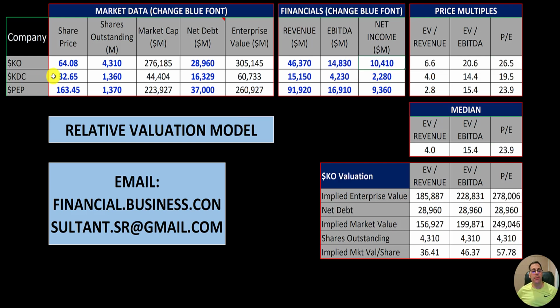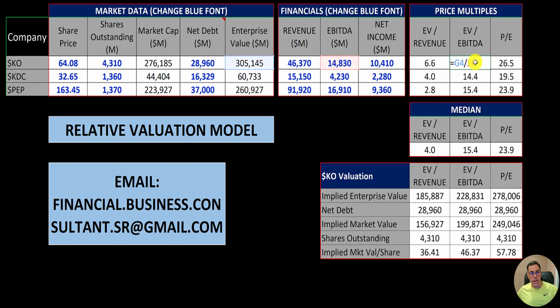And do the same thing for the other tickers. Keurig Dr. Pepper, Pepsi. And that's all you have to input. Everything else is calculated. Coke's EV over revenue is 6.6. And you can see the calculation. That's enterprise value, 305 billion over revenue, 46 billion.